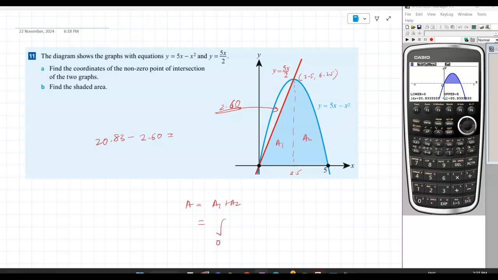A1 is from 0 to 2.5. Now this is below the line, 5x upon 2. Remember, it will always give the area between the graph and the x-axis. Plus, this is from 2.5 to 5, A2, the curve. Then you can type this on your calculator and get the answer. What's your answer? 18.23. Any method you do, your answer will be the same.